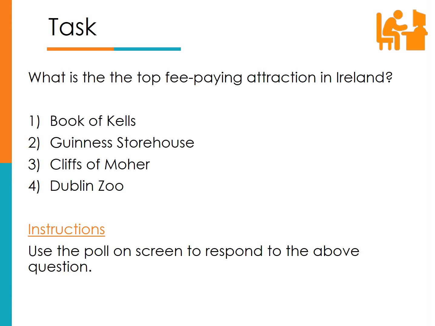This is an example of a placeholder slide for a poll. The student would use the numbers beside each answer to respond to the poll. So if they think it is the Book of Kells, then they would choose option 1 in the poll.